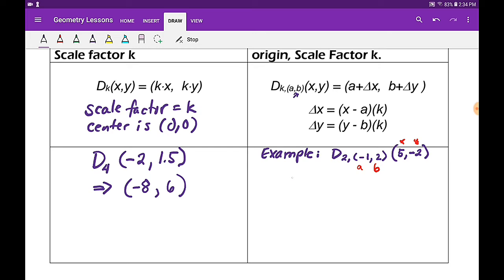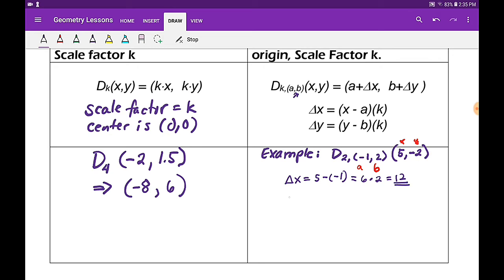So let's find delta X. Delta X is equal to X, which is 5, minus the X coordinate of the center, which is negative 1, and we're multiplying that by K. 5 minus negative 1 is equal to 6, times K, which is equal to 2. That's equal to 12. That's our delta X. So delta X is equal to 12.